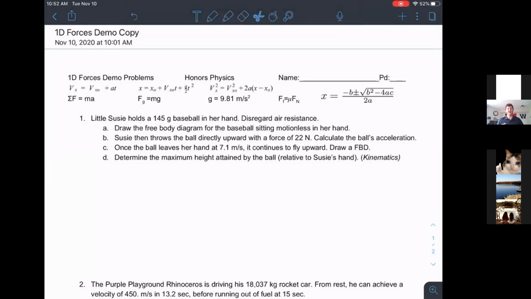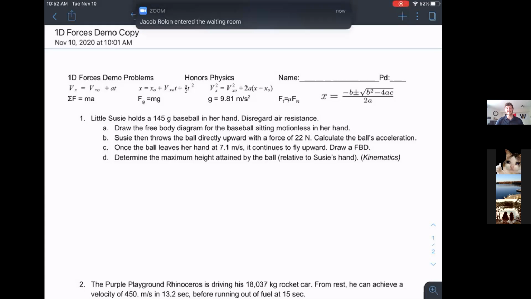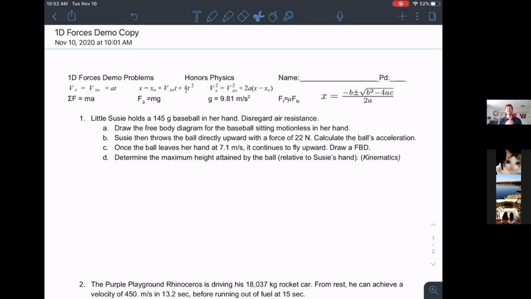All right. So what we're going to do today is we are going to look at this first problem, and it says that little Susie holds a 145-gram baseball in her hand, and we're disregarding air resistance. So we're going to pretend that in this problem, in this world, there is no air that is going to bother us in any of our forces. So air just doesn't exist right now. Anytime you see disregard or neglect or ignore, any of those three words, really just pretend it doesn't exist in this problem. In this world, little Susie doesn't need air.